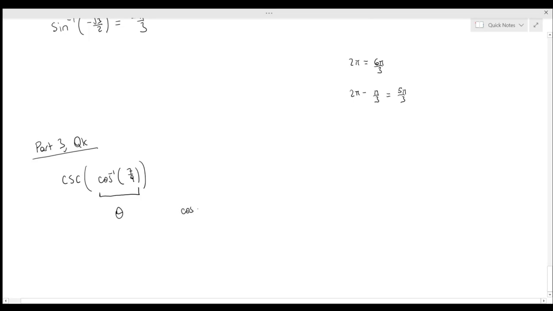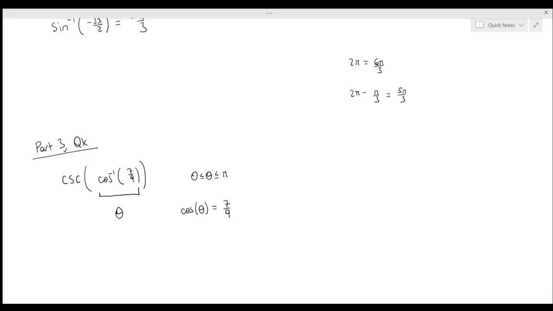And this angle theta is going to need to satisfy cosine theta is 7/9. And also for inverse cosine, the angle that it gives us is always going to be between 0 and pi. And that's specifically for inverse cosine.